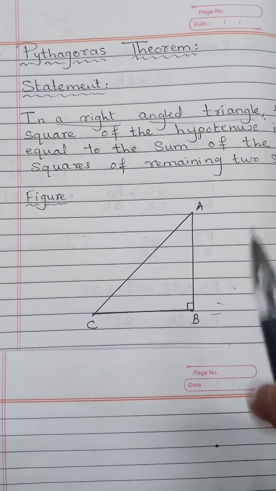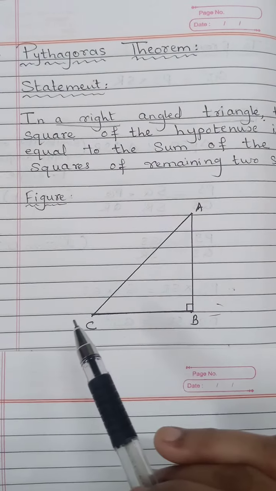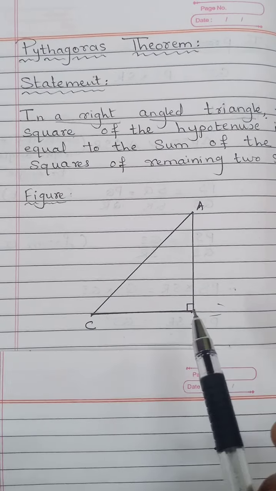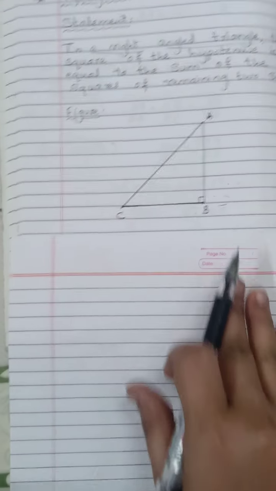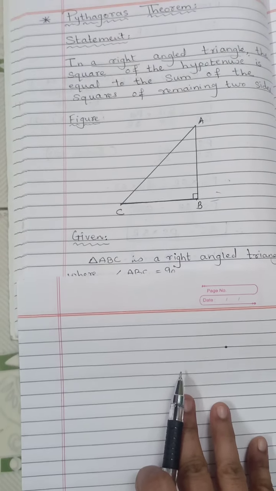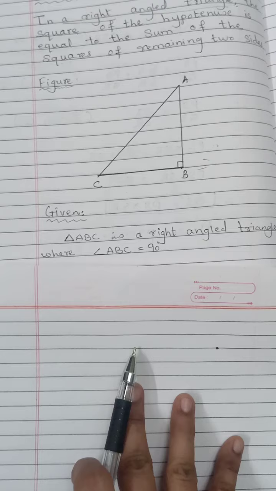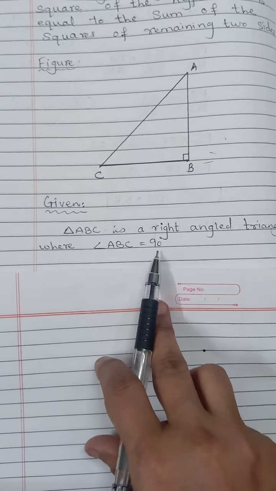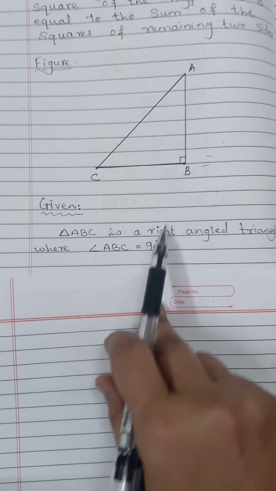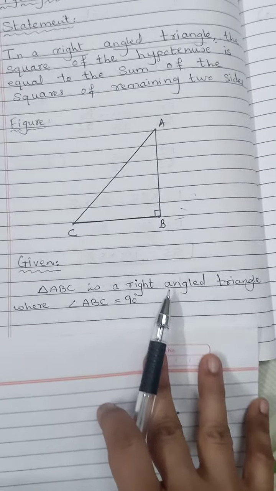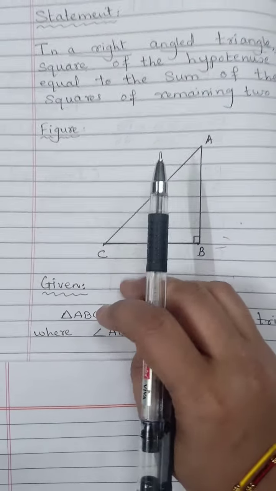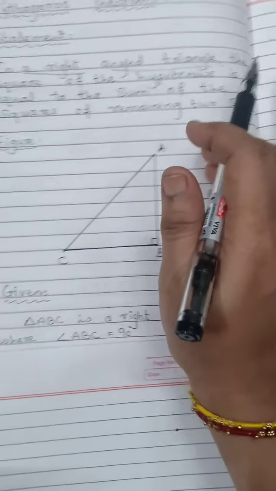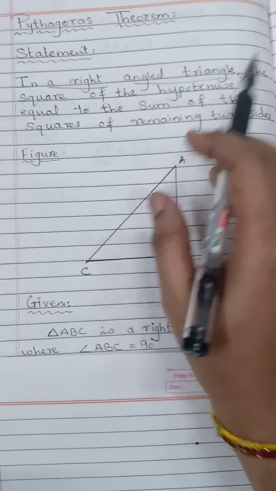So what we have taken, the triangle ABC is a right angle triangle where angle ABC is equal to 90 degrees. So we'll see our given, what we have taken in the given: that triangle ABC is a right angle triangle where angle ABC is equal to 90 degrees. Now nothing we have taken apart from it. So we have taken that much only and we have completed our given. After given we have to write to prove, and for writing to prove we'll read the statement after this comma.